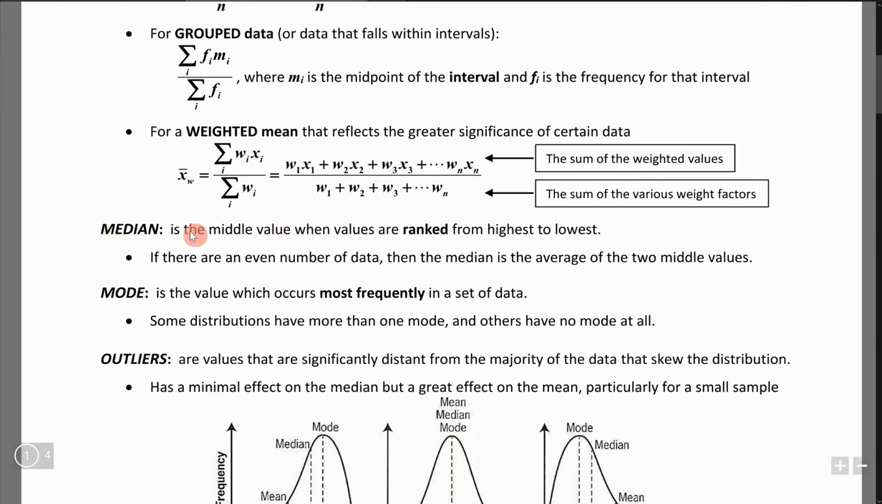We have medians as another measure of central tendency, which is the middle value when you rank your values from lowest to highest. If there is an even number of data, then the median is the average of the two middle values. The mode is the value which occurs most frequently, and some distributions have more than one mode, and others have no mode at all.